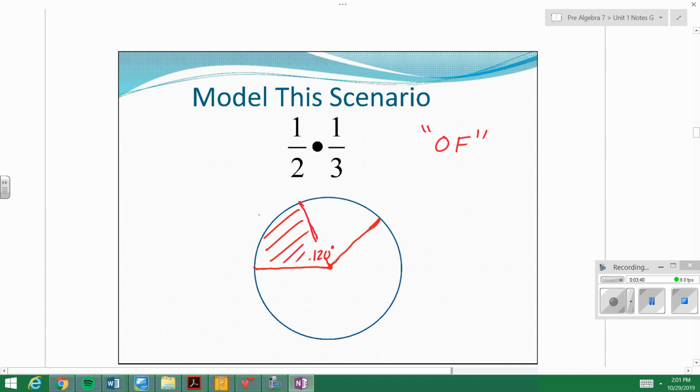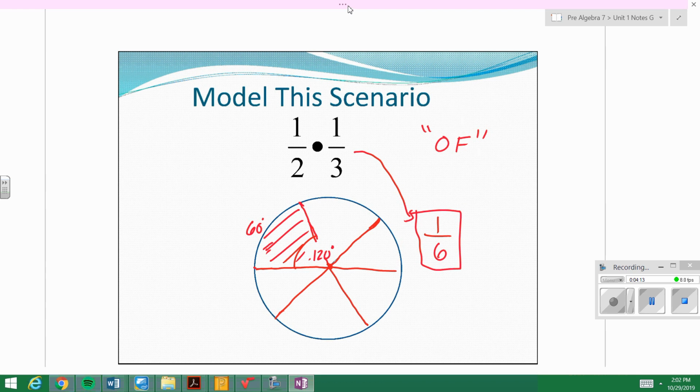So I would take out my protractor and conclude that half of 120 degrees is 60 degrees. This angle here is 60 degrees. And then this section is exactly and precisely 1/6 of my circle. Okay, 1/2 times 1/3, or 1/2 of 1/3, is 1/6 of the total. Right? So when I'm multiplying these fractions, my end product ends up getting smaller. This is interesting. So 1/2 of 1/3.